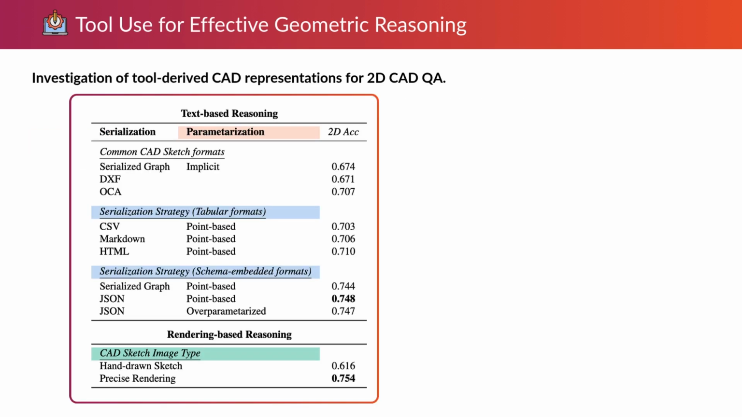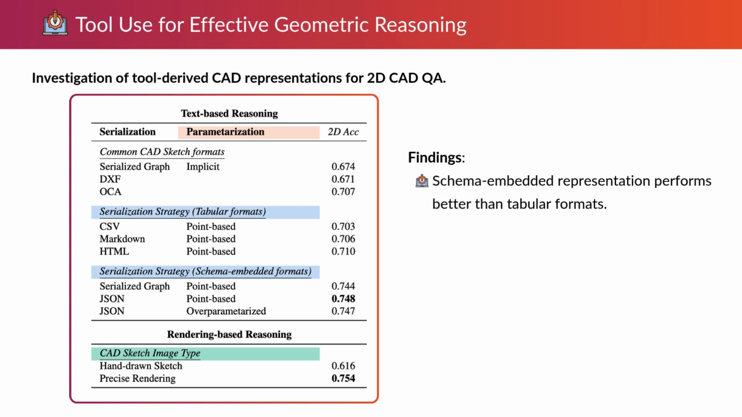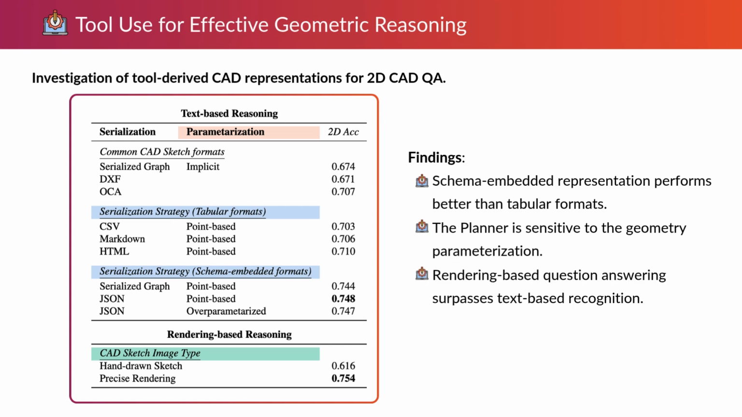To examine the impact of these strategies on CAD program understanding, we experiment on SGP Bench. A planner is provided with different CAD representations and tasked with answering a multiple-choice question about the design. We observe that schema-embedded representations like JSON perform better than tabular formats. GPT-4o demonstrates high sensitivity to geometry parametrization, and rendering-based question answering surpasses the performance reported for text-based recognition. These findings motivate the design of optimal recognition tools that are provided in the CAD-Assistant toolset.